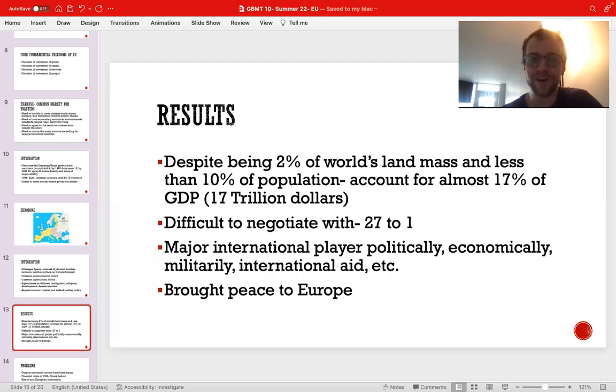So when we see all this integration, we're left wondering, did it work? Well, yes. The EU makes up 2% of the world's land mass and less than 10% of its population, but it's responsible for almost 17% of its GDP, or about $17 trillion.